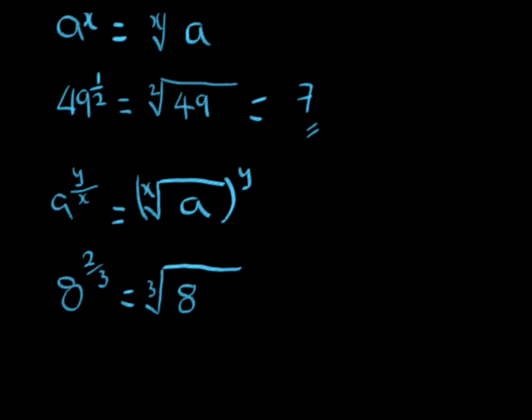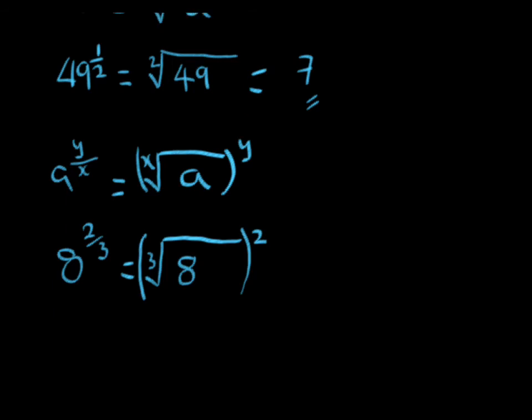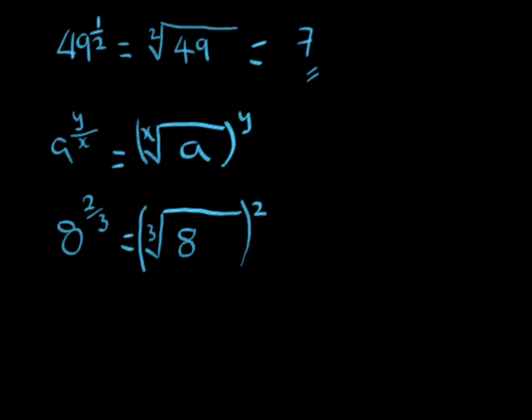Now, raised to power 2. The third root of 8 raised to power 2. So in the end, the third root of 8 is 2, because 2 times 2 times 2 gives us 8. Now, do not forget your square at your power. So this gives us 2 square, giving us 4. How true?